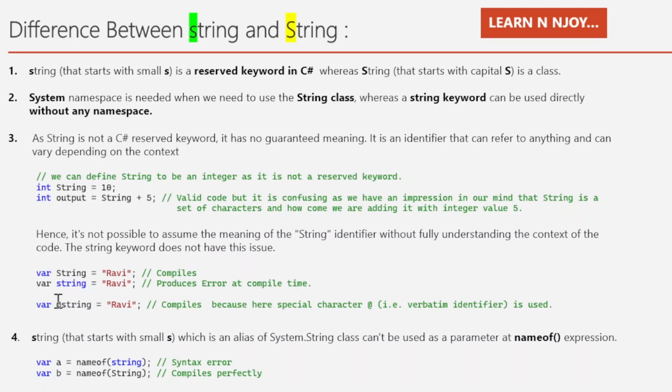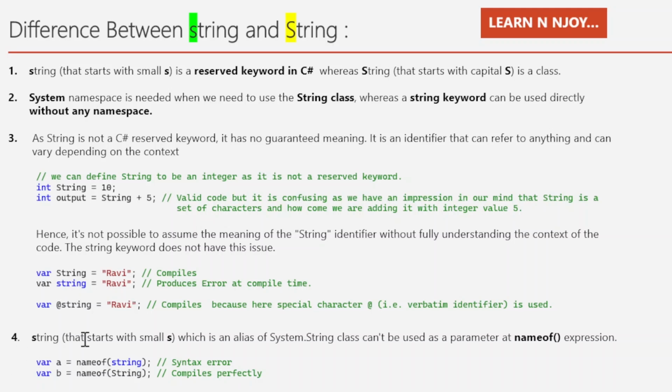We cannot use it as a variable, but there is an exception to it. If we add the @ symbol before that, so basically we are going to use the verbatim identifier, then it is valid to write @string is equal to Ravi, and it compiles successfully. Okay, so it's very important, you need to keep that in mind.